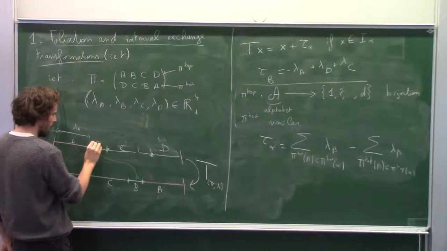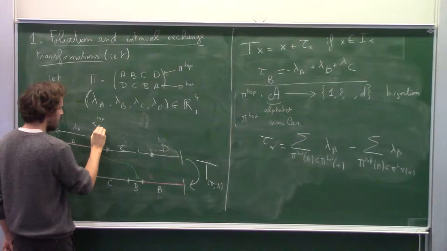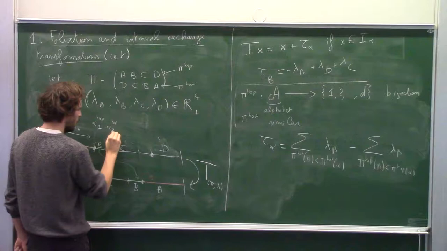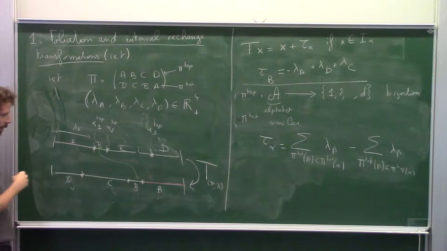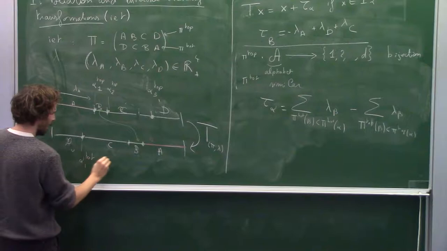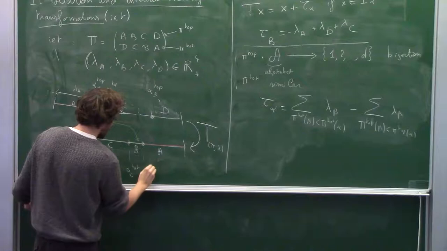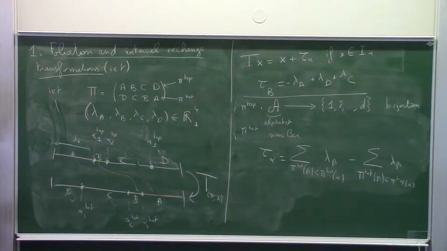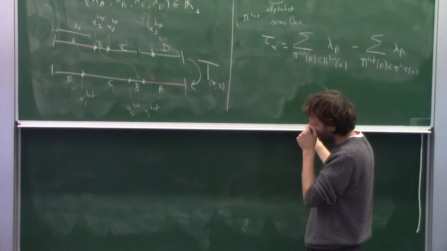So I will give names to these special points. This one is alpha top 1. So I number them in increasing order. So this one is alpha top 2, and this one is alpha top 3. And you guess what are the names of the ones in the bottom row? It's alpha 1 bottom, alpha 2 bottom, and alpha 3 bottom. So far, so good.